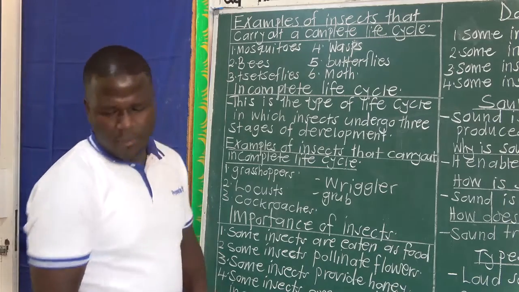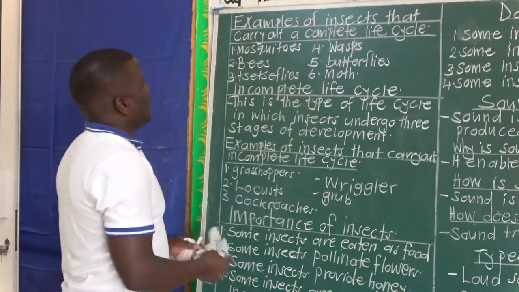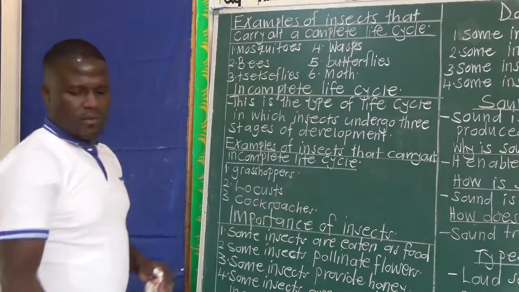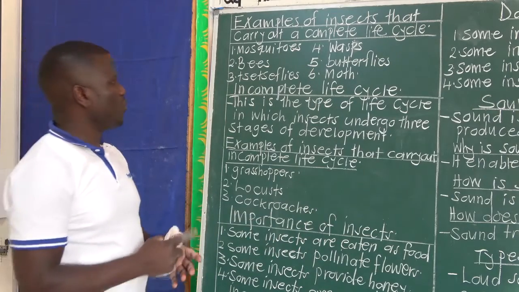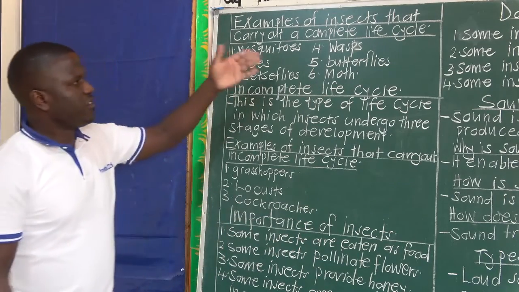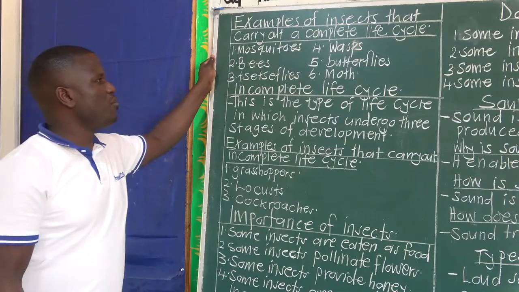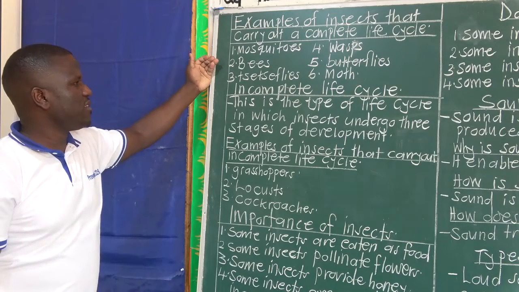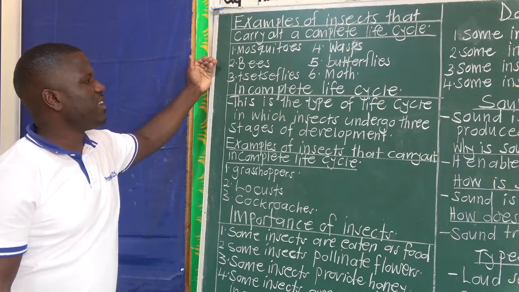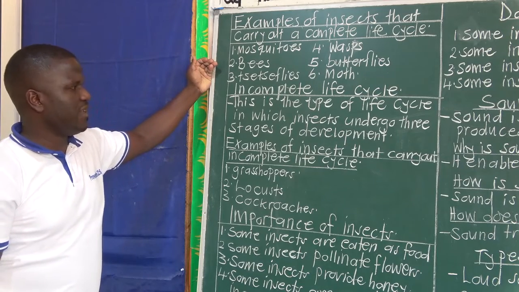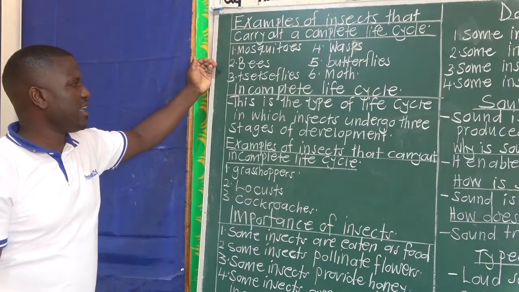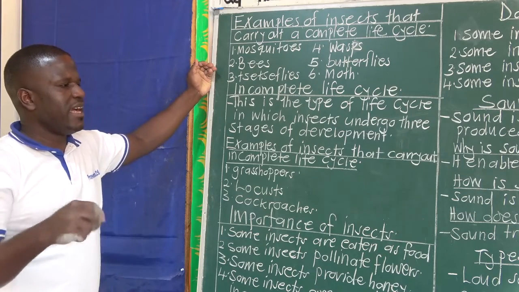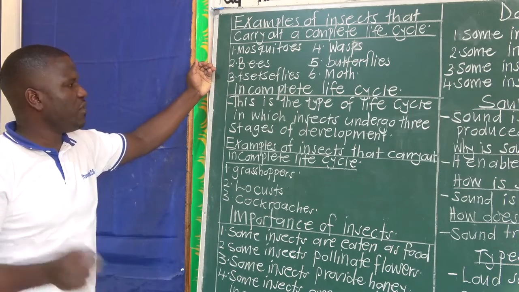So that is about insects. And we say they reproduce by laying eggs, most of them. So those are insects which carry out a complete life cycle. We said mosquitoes, bees, sassaflies, moths, butterflies, wasps, even including houseflies. They carry out a complete life cycle, meaning that they undergo 4 stages of development.